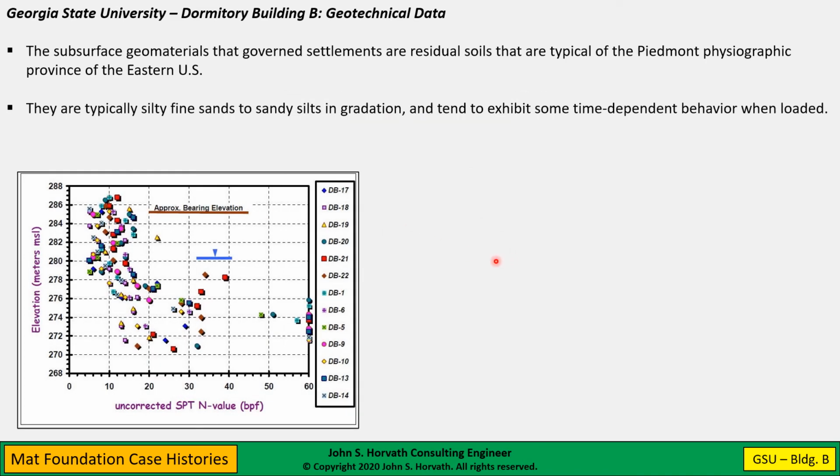Now, although these are residual soils, if you look at them from a soil gradation perspective, these are predominantly silty fine sands, sandy silts, and they do exhibit some time-dependent behavior. You see here some SPT N values from Mayne's paper, and the groundwater level. You see the mat foundation is very shallow. This building did not appear to have any below ground space.